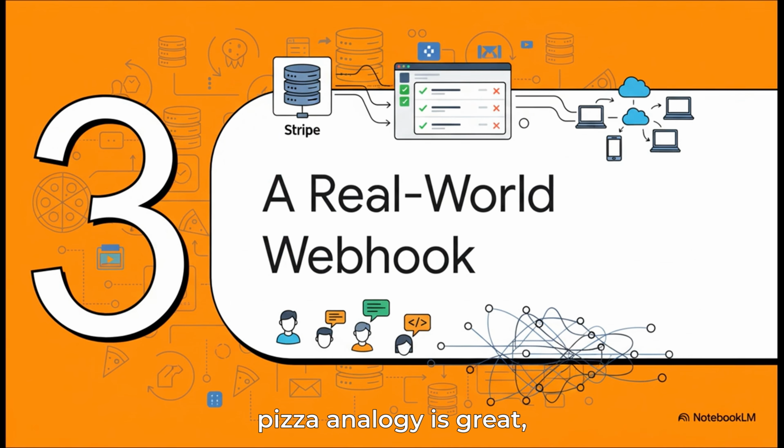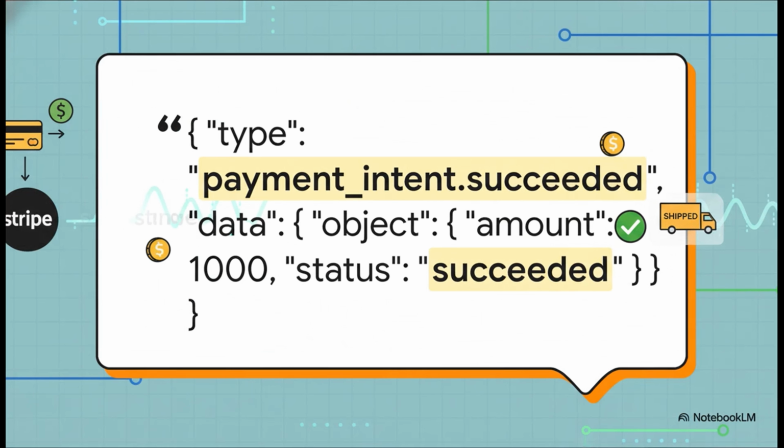All right, the pizza analogy is great, but let's get real for a second. Let's ground this in a concrete example that literally millions of developers see every single day. So this blob of text you're looking at, this is the text message. This is what your app actually receives. It's a simple JSON payload from Stripe, the payment company. The moment a payment succeeds, Stripe sends this to your special URL.